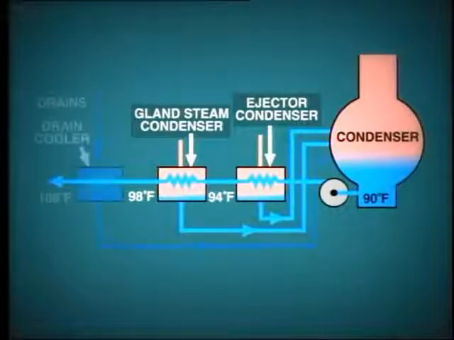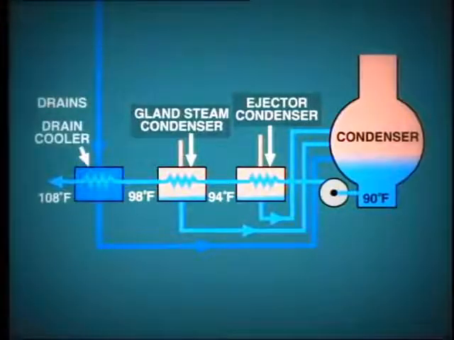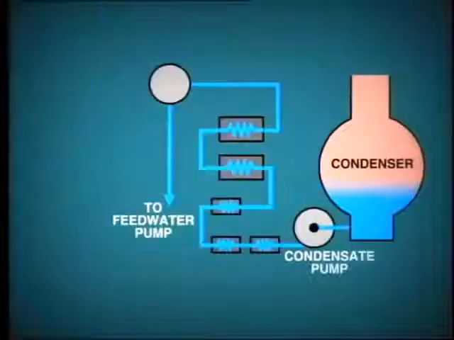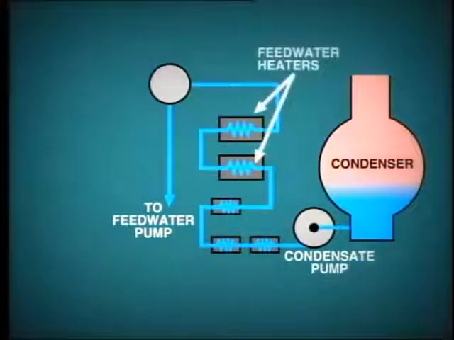A drain cooler is often located here and uses condensate to extract heat from water returning in the heater drains. The condensate then passes through several feedwater heaters where heat is added by extraction steam. In this particular scheme shown here, we have two closed type heaters and one open heater where the extraction steam comes into contact with the condensate.